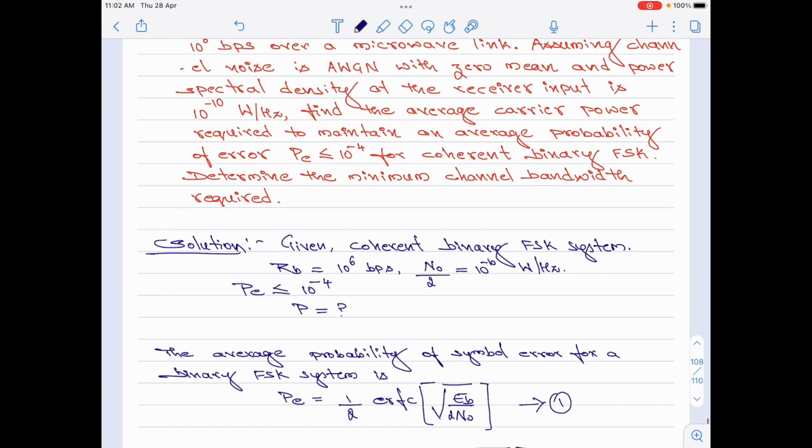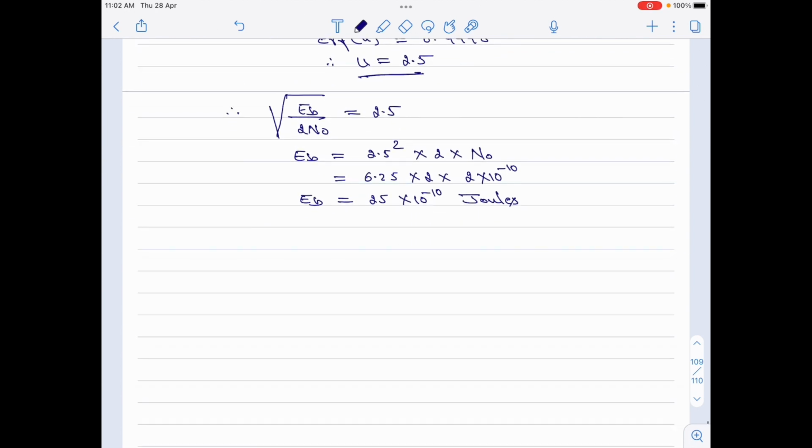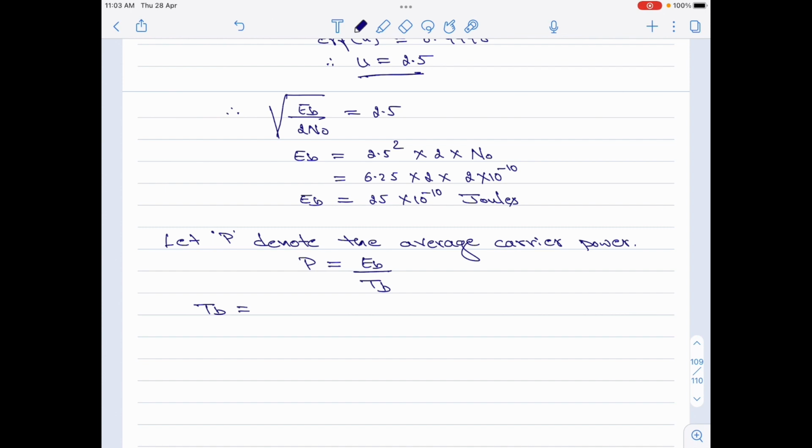Please note, in our numerical, we are asked to find the average carrier power. So, let us now continue to find the carrier power. I will represent the carrier power by capital P. Now, we know that the carrier power P and the bit energy are related by the equation P equals EB, which is the bit energy, divided by TB, which is the bit duration. Here, the value of TB is not specified, but we can compute the same using the value of RB. We know that TB is equal to 1 divided by RB, and RB is given as 10 to the power 6. So, TB is equal to 10 to the power minus 6 seconds.